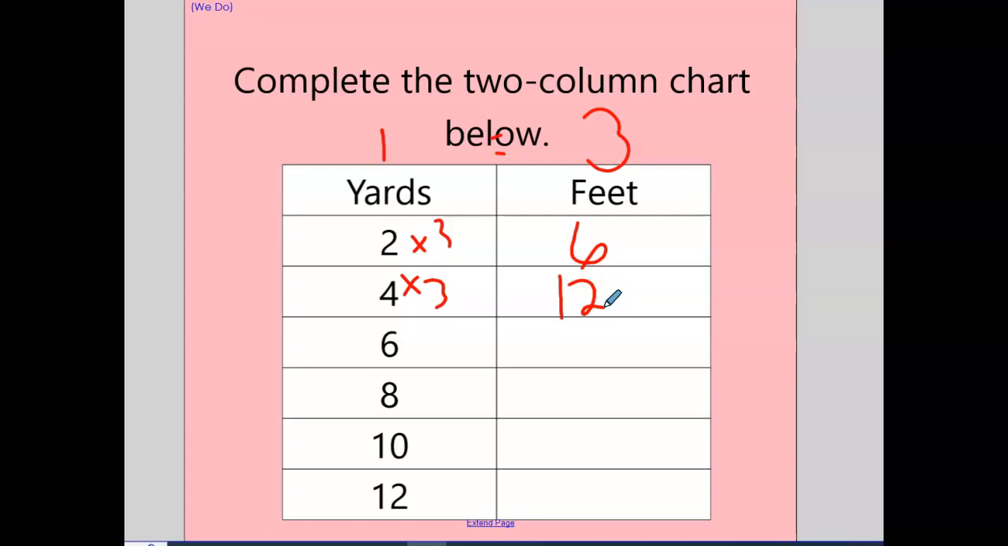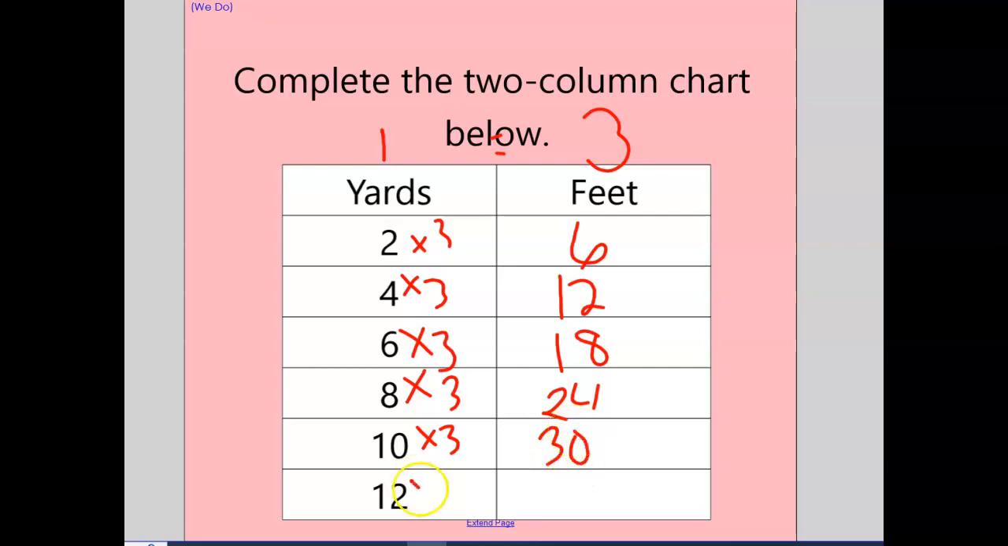All right. 6 times 3 feet would be how much? Good. 18 feet. 8 times 3 would be, awesome, 24 feet. 10 times 3 would be, awesome, 30 feet. And finally, 12 times 3 would be, fantastic, 36. So remember, use those conversions to help you to figure out what you'd have to multiply by to find out. All right.